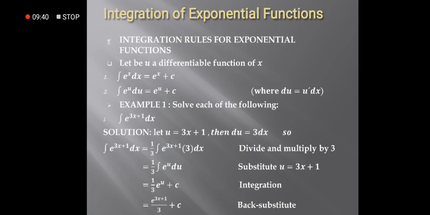Then we substitute u equal 3x plus 1. So we'll get 1/3 integration of e^u du. Then we make integration, so we'll get 1/3 times e^u plus c. Finally, we back substitute, so we'll get e^(3x+1)/3 plus c.